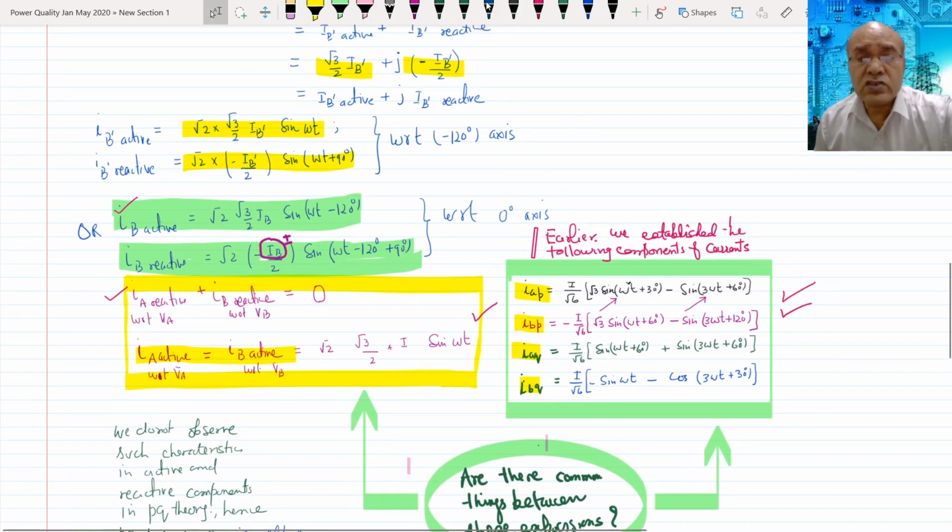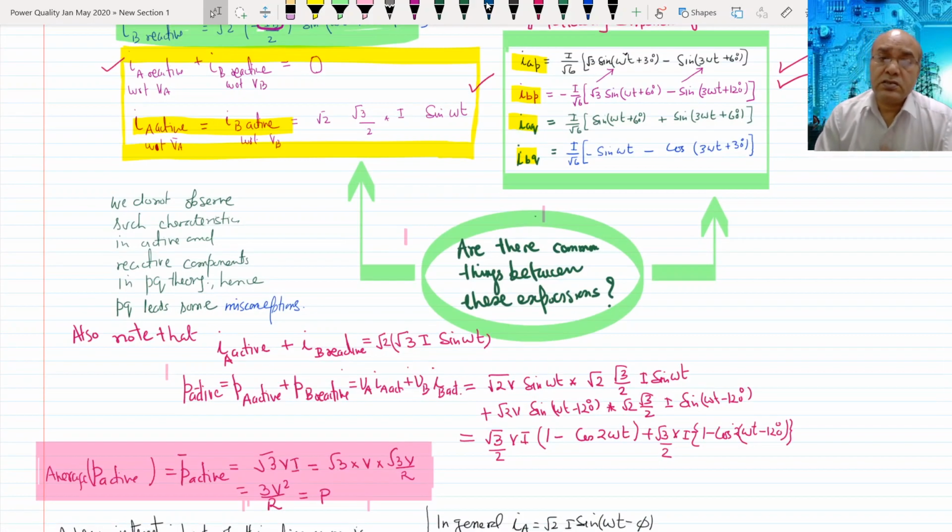So I have asked the question here: are there common things between these two expressions? The answer is no. Then the question arises that what the PQ theory or instantaneous reactive power theory resolves is in one way conceptually misleading, in terms of resolving the components into active and reactive components. It won't agree with the standard convention of the reactive and active components of the current.